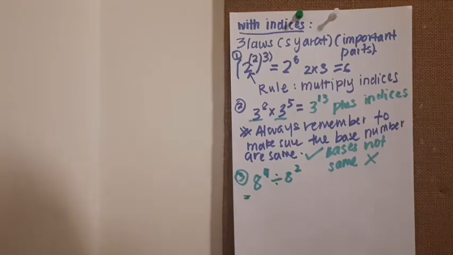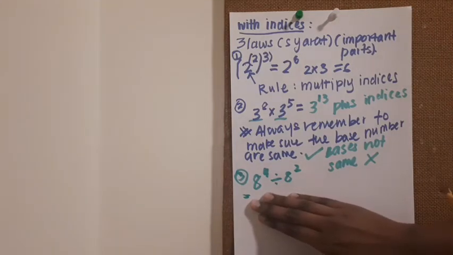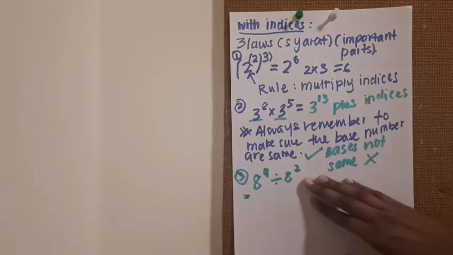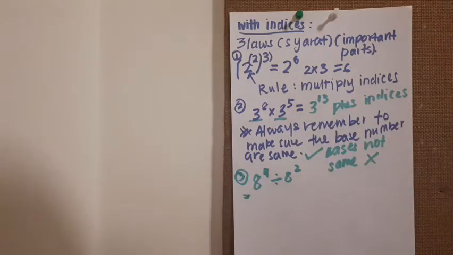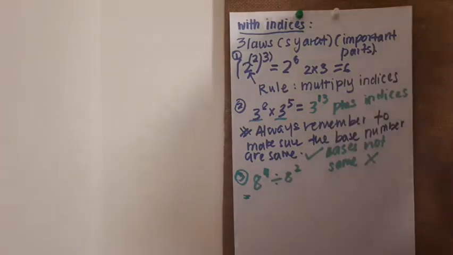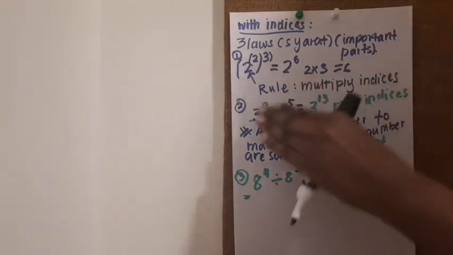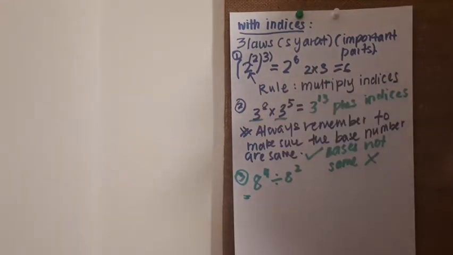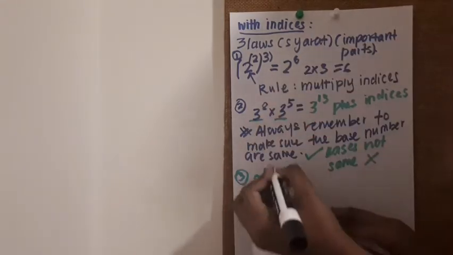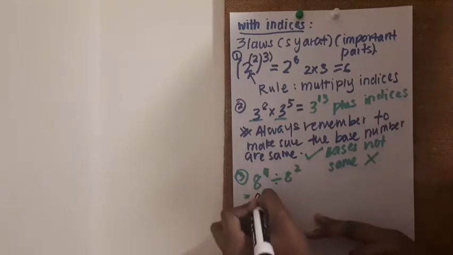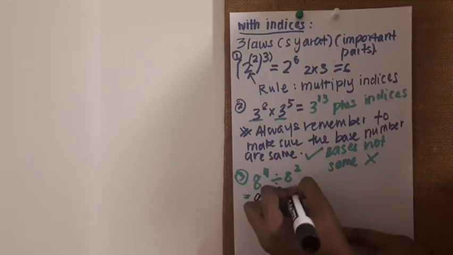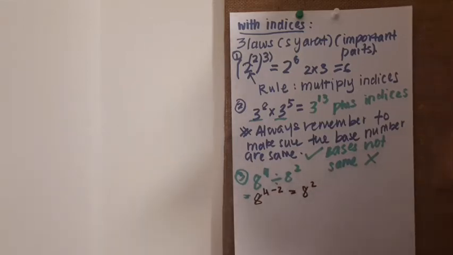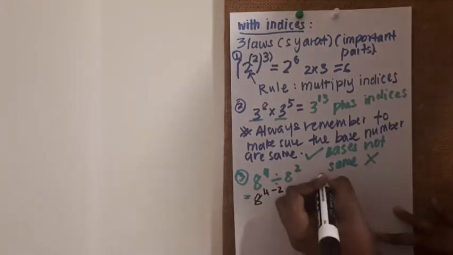And if you look at the bases, we have 8 to the power of 4 and also 8 to the power of 2. So the bases are the same. So you can solve this. And as I said in the law 2, for multiplication you have to plus, and for division you have to minus the indices. So this is going to be 4 minus 2, simply 2.